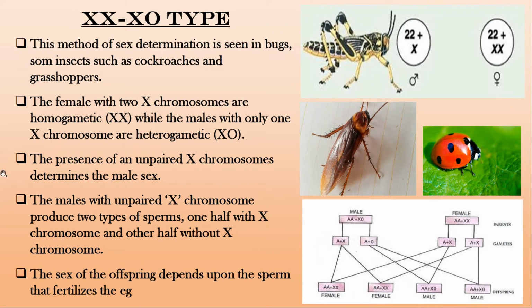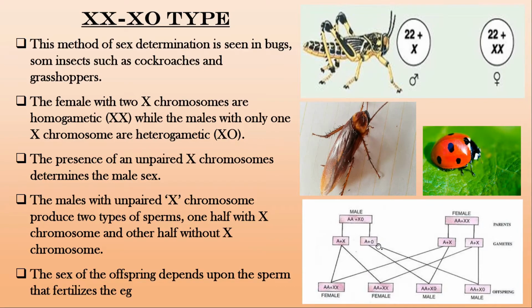This method of sex determination is seen in bugs and some insects like cockroach and grasshoppers. The female will have two X chromosomes, whereas the male will have only one X chromosome, and it is heterogametic. The presence of the unpaired X chromosome determines the male sex. The male with the unpaired X chromosome produces two types of sperms, one half with X chromosome, another half without X chromosome. The sex of the offspring depends on the sperm that fertilizes the egg.